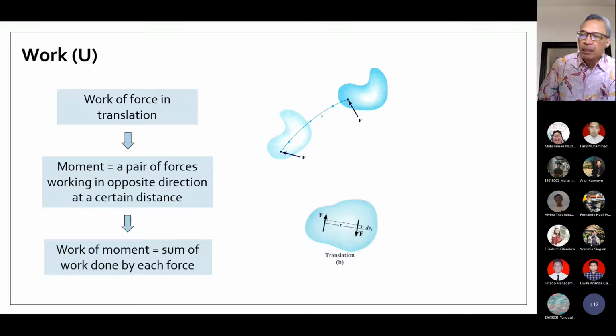For a rigid body, another kind of force is a moment. Actually, we can represent a moment as a pair of forces working in opposite directions at a certain distance. So the distance multiplied with the force equals the moment of that pair of forces. And if we want to find the work done by that moment, then we can calculate the work done by each force and sum them up to obtain the work done by the moment.